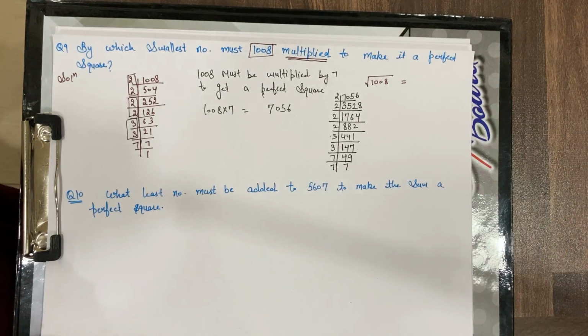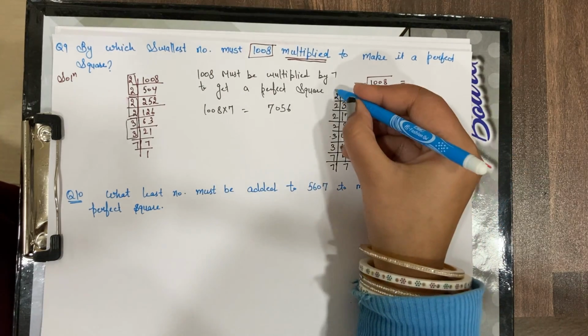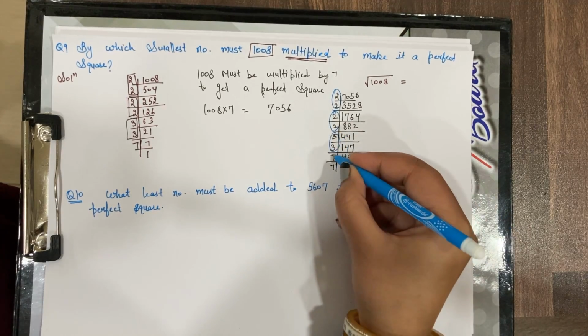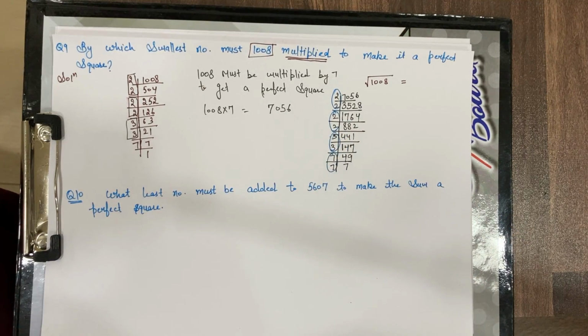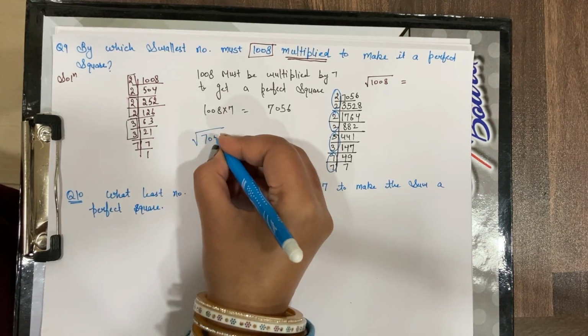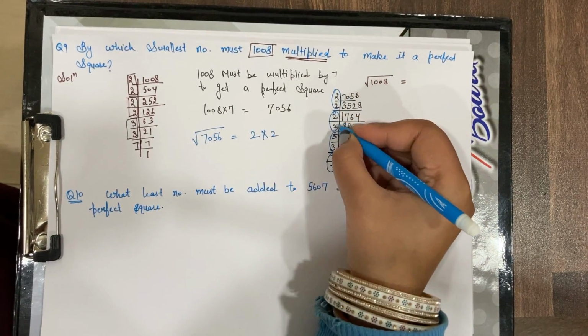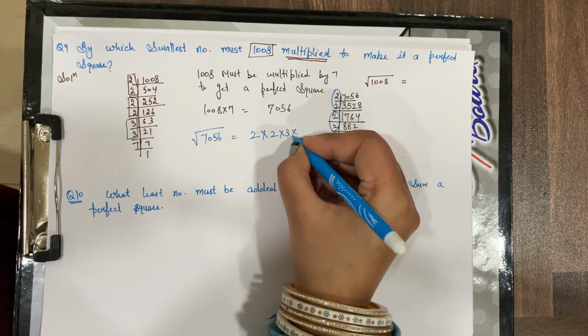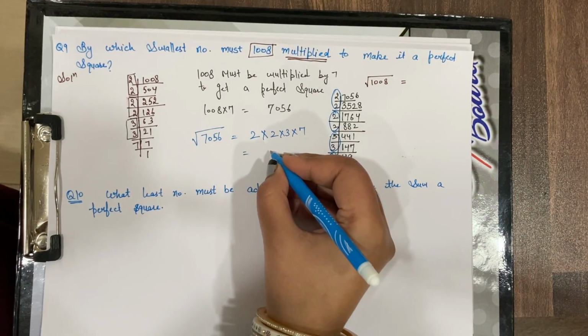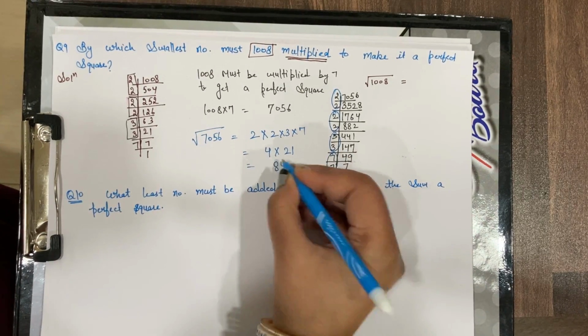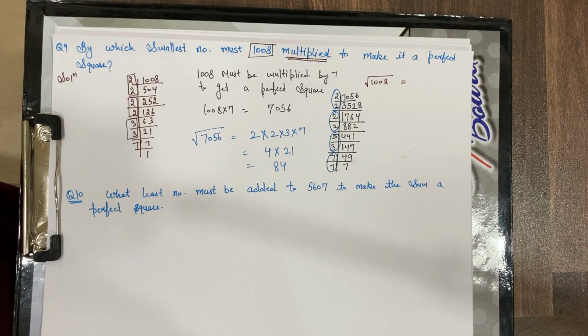Now you see every number is having a pair. We have a pair of 2. We again have a pair of 2. We have a pair of 3. We have a pair of 7. So every number is having a pair. So the square root of this is: one 2 out of these two 2s, again one 2 out of these two 2s, then 3 and 7. 84 is the square root of this number. Right?